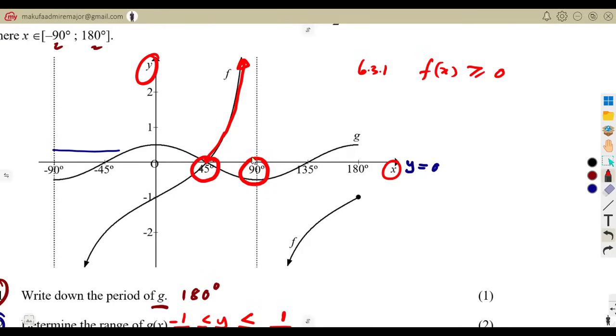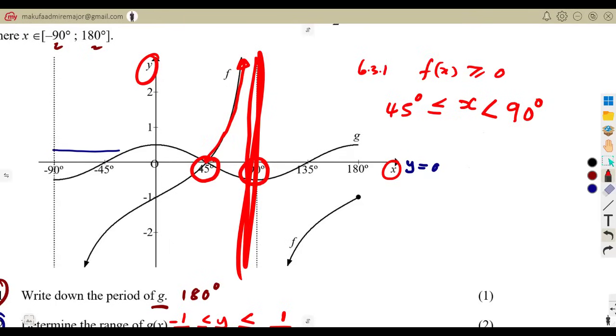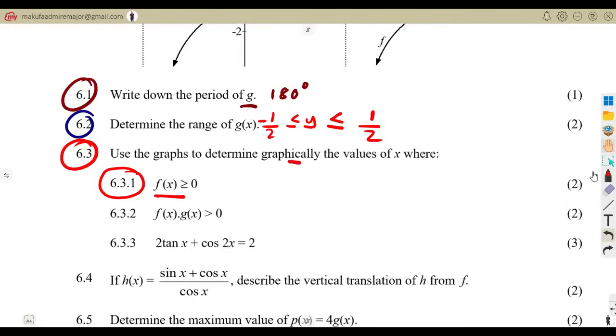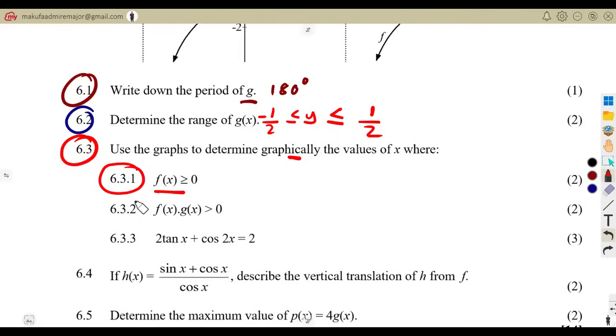An asymptote. So x must be greater than or equal to 45 degrees, but less than 90 degrees, because 90 degrees is an asymptote. The value cannot reach 90 degrees. All right, so that's it on 6.31.